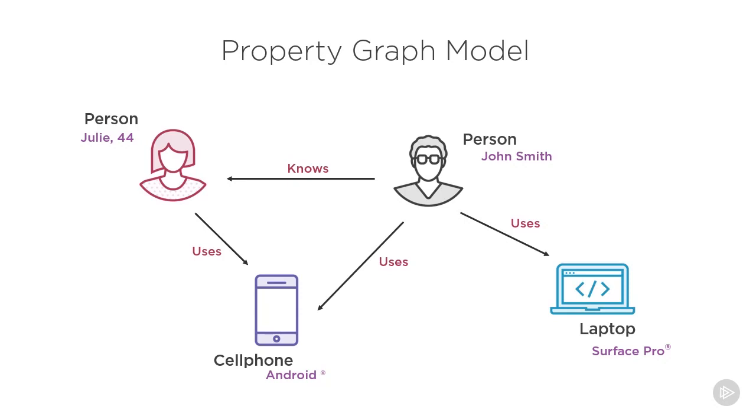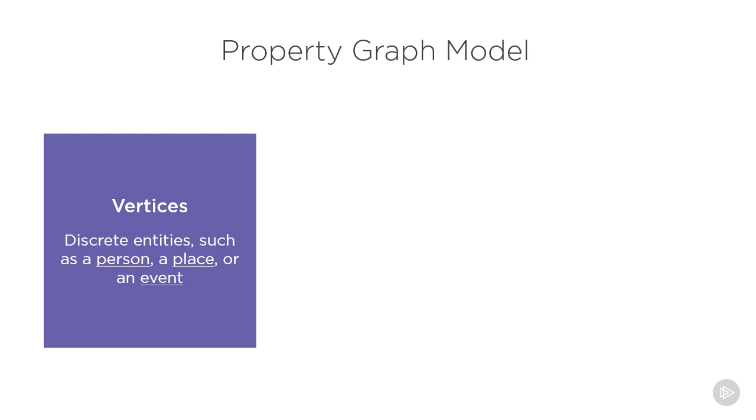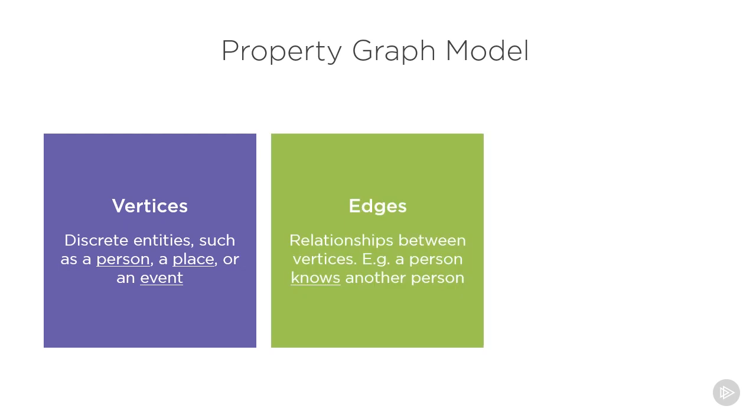Let's take a look at the components in this graph in more details. The first components are vertices. These are discrete entities such as person, place, or an event, and these are commonly nouns. For example, person, cell phone, laptop, etc. Then you have the edges. These are relationships between vertices. For example, a person knows another person. The edges are commonly verbs.